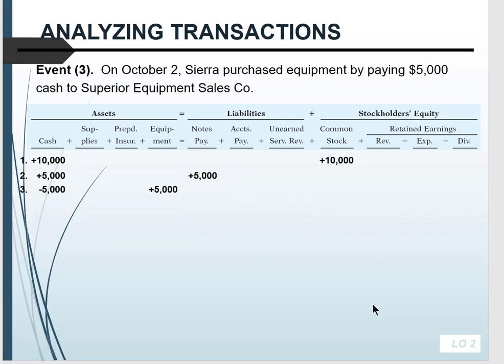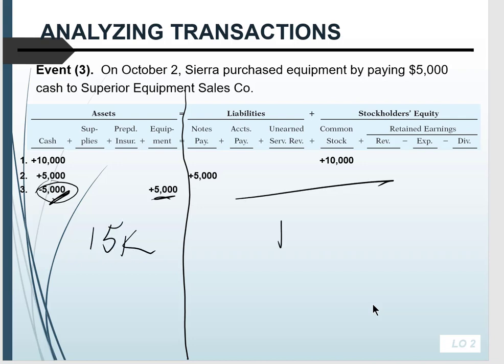Now we purchase some equipment with some money. So we paid $5,000 for some new equipment. And here's our equal sign. Well, now we know what? We got rid of $5,000. We used $5,000. We spent this, and we purchased some assets, right? So what is it? So we have 10 plus 5 is 15, minus 5 is 10, plus 5, 15,000. What's it over here? 15,000. Okay, again, we're keeping things in balance.